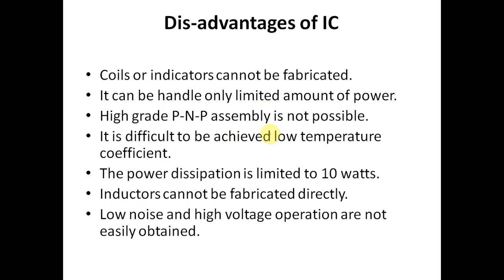Now, these are some disadvantages of ICs. First one is that coils or inductors cannot be fabricated. Again I repeat, inductors cannot be fabricated on IC because inductor size is very large. Second disadvantage is that it can handle only a limited amount of power. Third disadvantage is that high grade PNP assembly is not possible. It is difficult to achieve a low temperature coefficient. The power dissipation is limited to 10 watts.